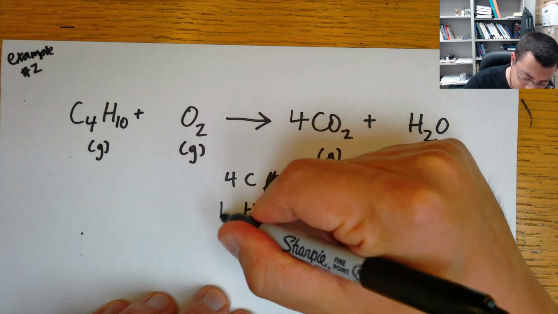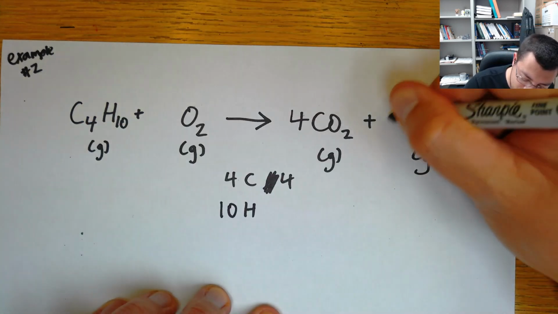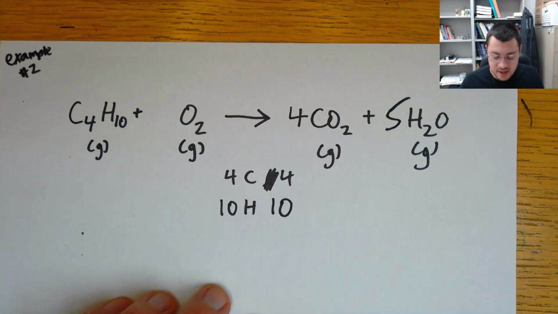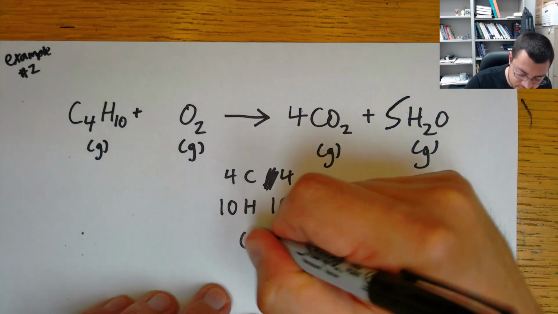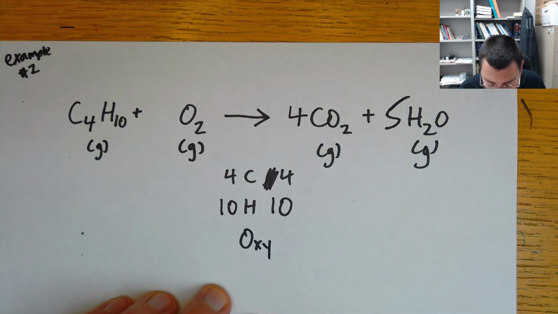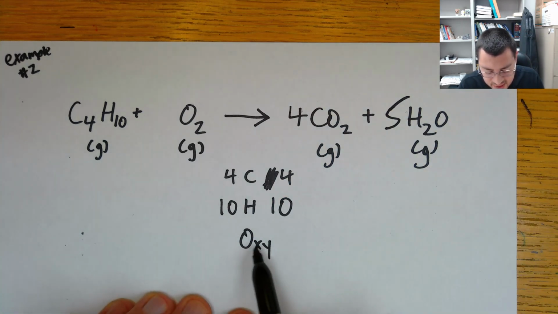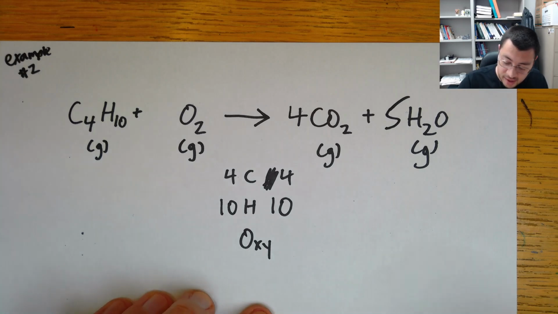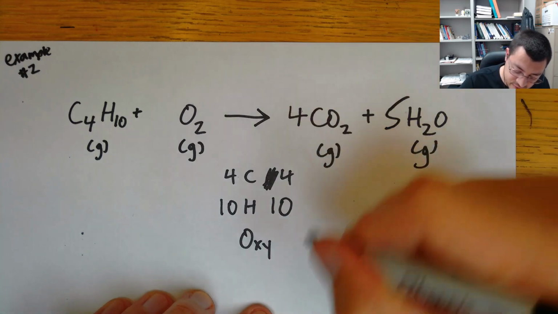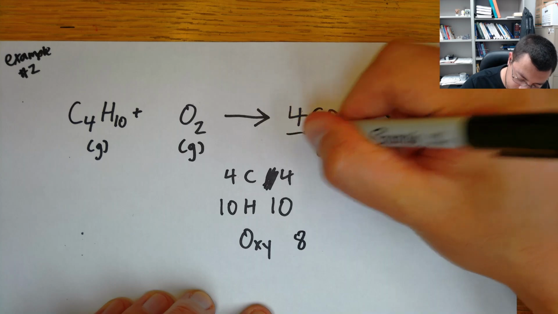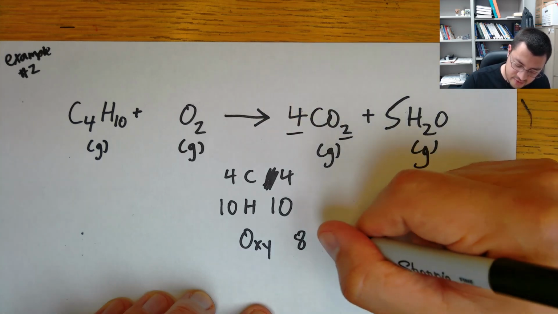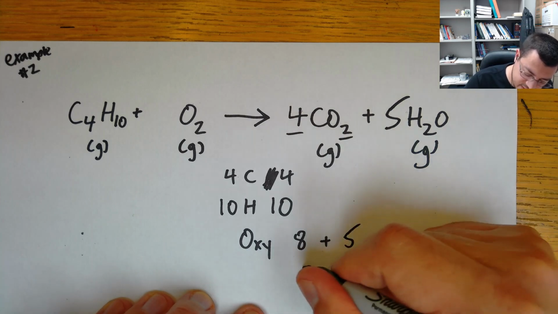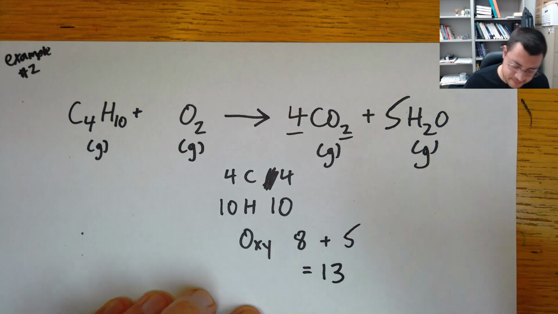I know I have 10 on the left, so I'm just going to put a 5 right here immediately to get it to a 10. All right, now let's get into oxygens. Sometimes I like to write oxy instead of oxygen so it doesn't look like a 0 or something. So 4 times 2, we have 8. And then we have 5 times 1 is going to be 5, so we have a subtotal of 13.